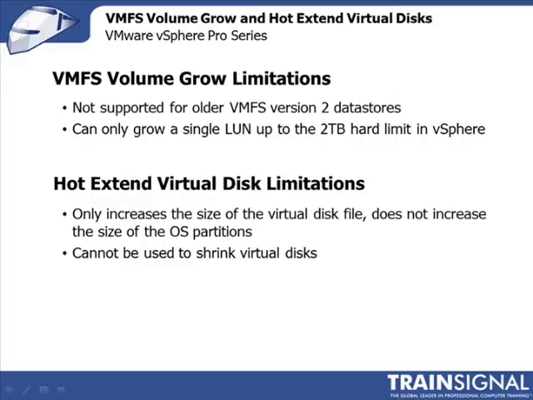Limitations for hot extend of virtual disks are they only increase the size of the virtual disk file. It does not increase the size of the OS partitions. This must be done manually using the operating system or third-party utilities. It can also not be used to shrink virtual disks, only increase their size. Shrinking disks is supported in VMware Workstation, but not in vSphere. However, you can use the VMware Converter utility to shrink a VM's virtual disk in vSphere.